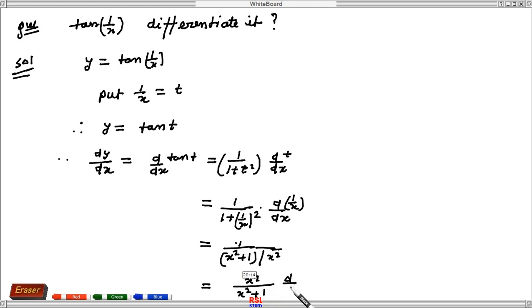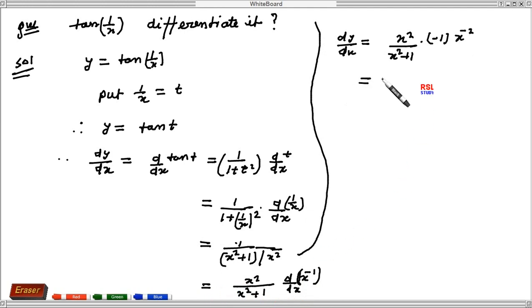So d/dx of x minus 1. So we now have x power n, where n is minus 1. So we will differentiate it. So it will be just minus 1 x power minus 2. When you differentiate x power minus 1, then minus 1 will be n, and here it will be x power minus 1 minus 1, that is n x power n minus 1. So that will be like this.